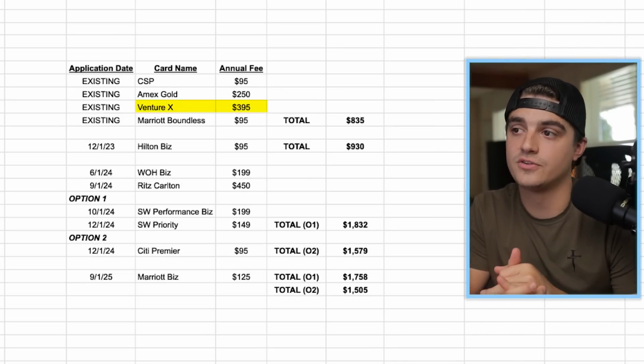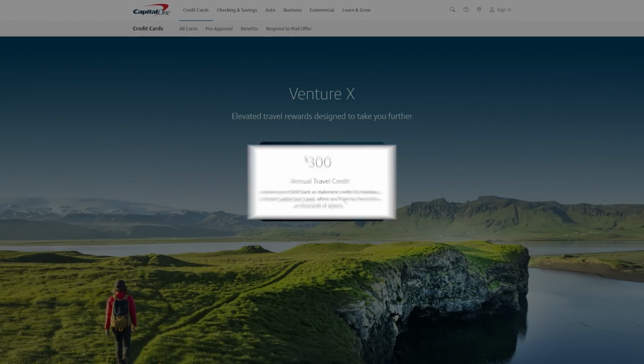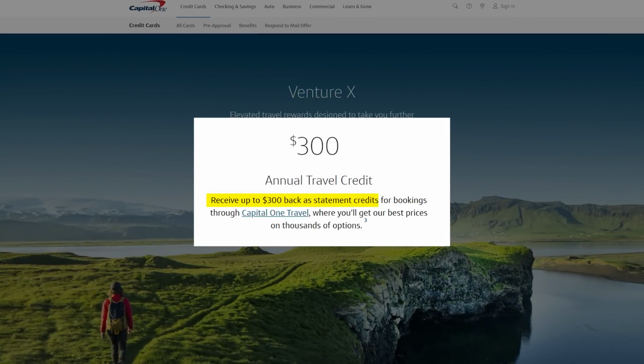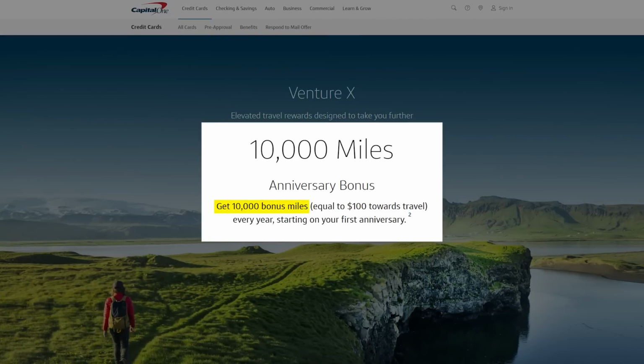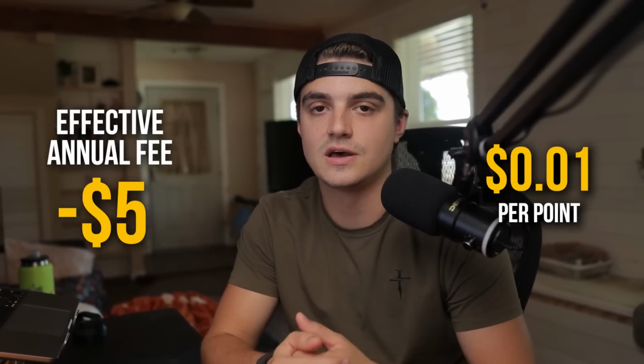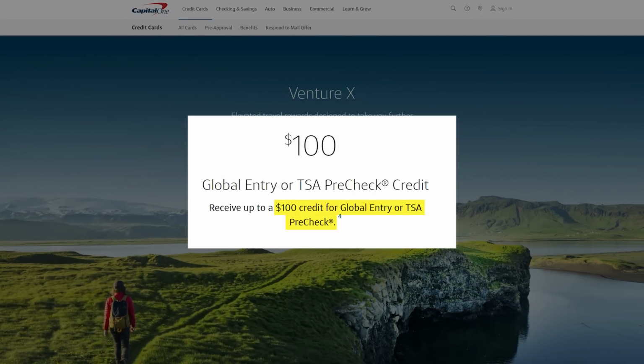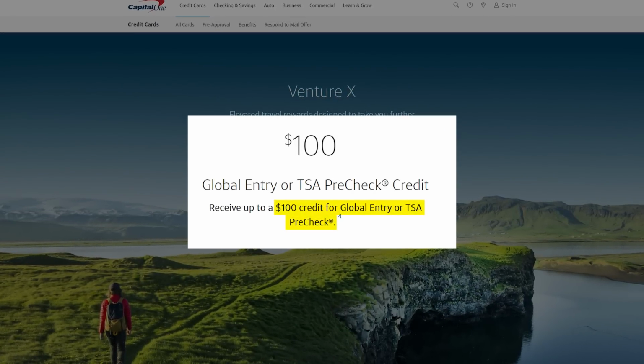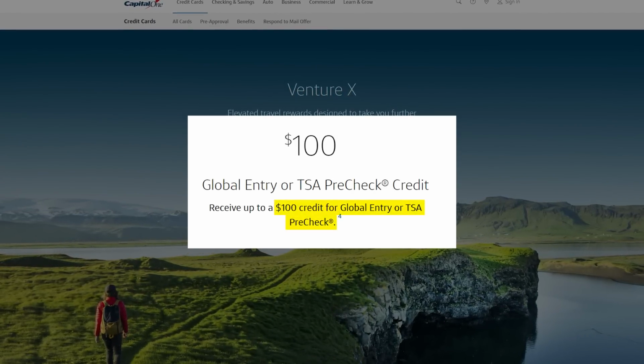The Venture X is probably the easiest card to get positive value from because you have one $300 annual travel credit when you book travel through Capital One's travel portal. I also just used that on that same trip that I'll be taking in a week or two, so you'll be hearing more about that. But you also get 10,000 anniversary miles just by renewing the annual fee every year, which already puts you in the positive by at least $5 if you're doing the math at a 1 cent per point rate for those 10,000 points. But you also get a $100 Global Entry or TSA PreCheck credit, which also offsets this annual fee a little more for you.